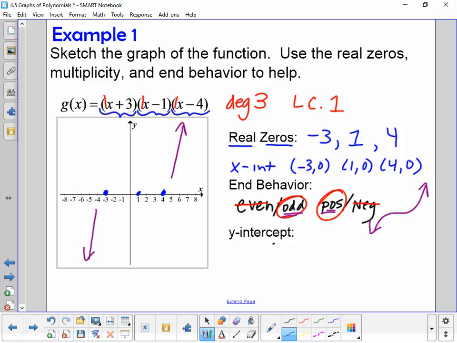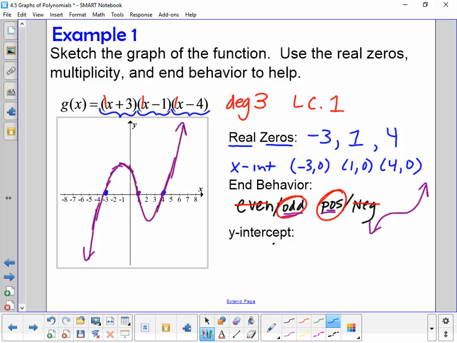And that end behavior tells me it's got to go through this intercept, and it has to go through this intercept, and somehow these parts have to connect because it's continuous, and the only other place it's going to cross is at 1, so it's got to kind of go like this.